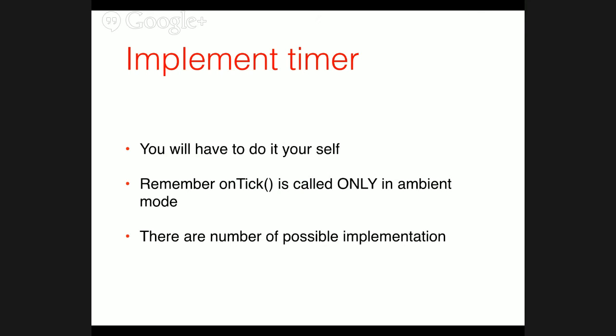So next thing, implementing a timer. Basically, with timers on this watch face, it's the same thing as if you don't have a girlfriend. You just have to do it yourself. You have to remember that onTick is called only in ambient mode. There are a number of possible implementations. You can use handlers, you can use timers, you can use anything you want. You can use a scheduled thread pool executor, whatever. I'll show you my implementation. I'm not saying that it's the best. You just have to decide what's good for you. So let's take a look at how I implemented that.